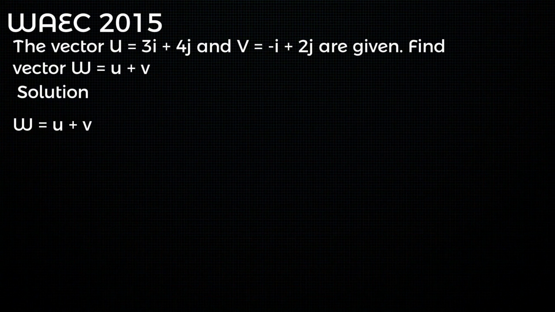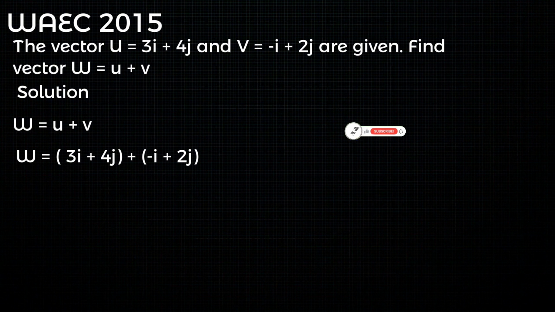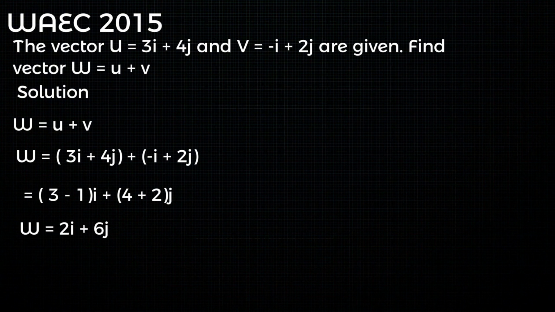So therefore, we add vectors u and v together by placing them beside one another. So we have w equals open bracket 3i plus 4j, close bracket, plus open bracket minus i plus 2j, close bracket. The next thing for us to do now is to open the bracket and add each number according to their elements. So we add i's together and we add j's together. So therefore we'll have in bracket 3 minus 1 close bracket i plus in bracket 4 plus 2 close bracket j. So therefore the final answer of vector w will be 2i plus 6j.